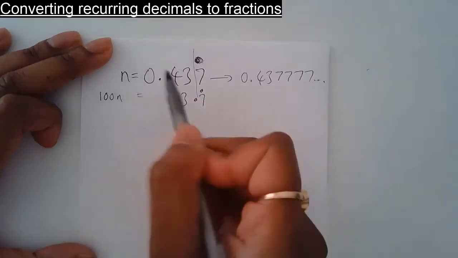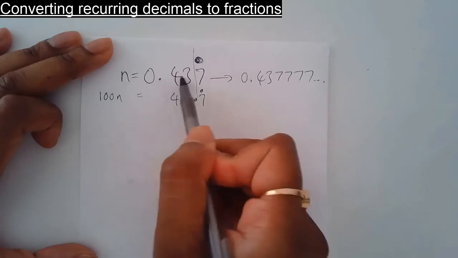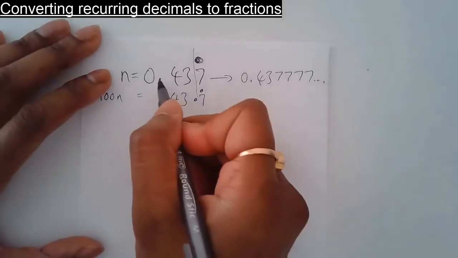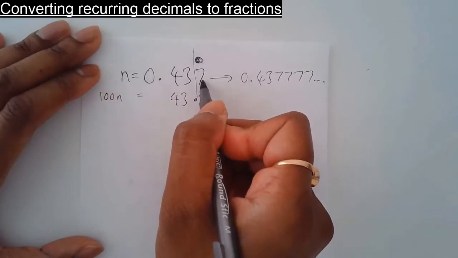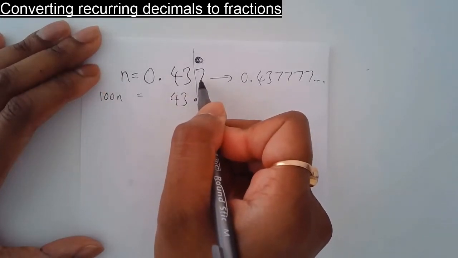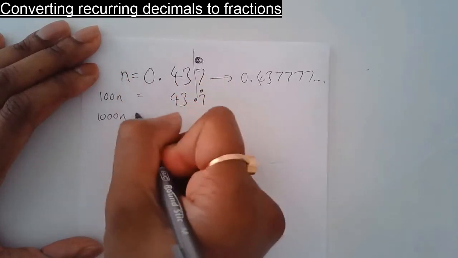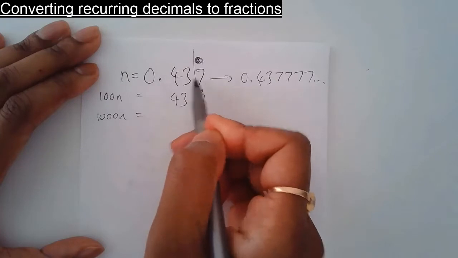Next thing I do is move the decimal point to the very, very end. That is the next step. So that will be 1, 2, 3 places to the right. For that to happen, I need to multiply by 1,000 both sides. And that will move it 3 places to the right.